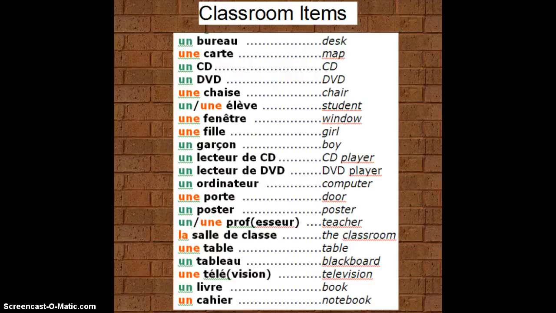Word for a girl is une fille. The word for a boy is un garçon. And do notice that there is that accent mark hanging off the C there to make it have that S sound instead of a hard K sound. CD player is un lecteur de CD. DVD player is un lecteur de DVD.